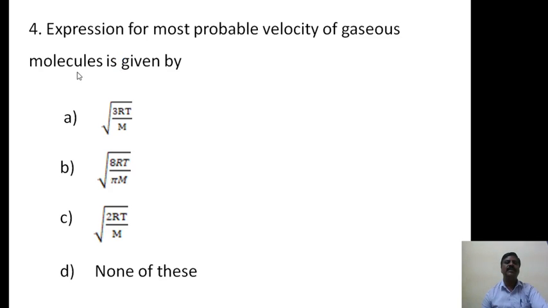The fourth one: the expression for most probable velocity of gaseous molecules is given by. First option, square root of 3RT divided by m. B option, square root of 8RT divided by pi m. C option, square root of 2RT divided by m. And D option is none of these. Choose the correct option. I will give just 10 seconds.